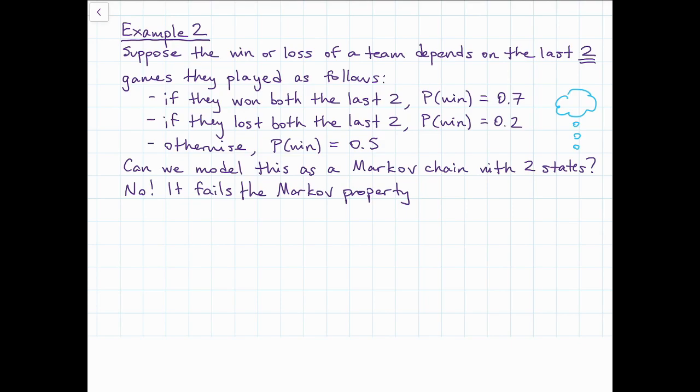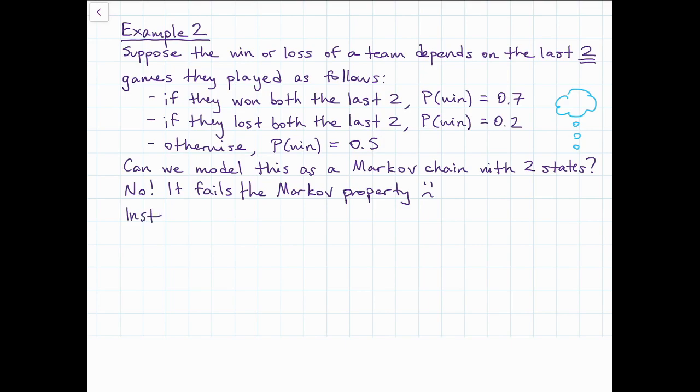So if all we know is their most recent game result, win or loss, that doesn't tell us enough about what's going to happen on the next game. If we know that they won their last game, we can't tell if their probability of winning the next one is going to be 0.7 or 0.5. And similarly, if they lost the most recent game, we can't tell if their probability of winning is going to be 0.2 or 0.5, because it depends on the last 2 games. So if we really want to model this with a Markov chain, we need to expand the state space.